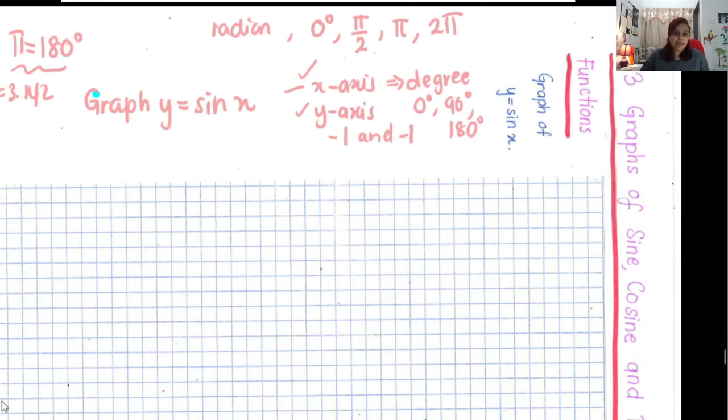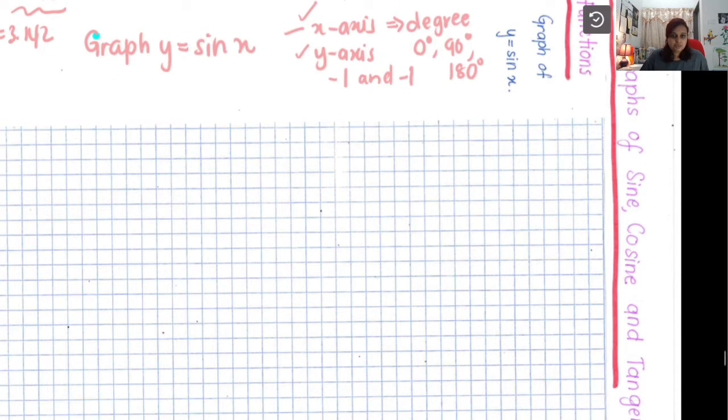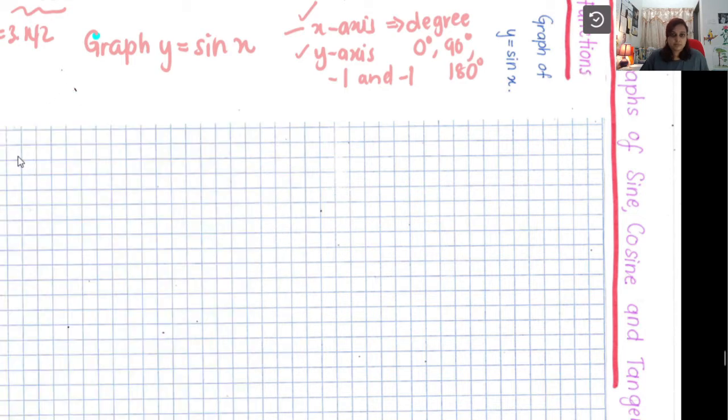I'm going to draw my x-axis and y-axis first. We draw a straight line. You can also draw it on your graph paper. Hold on one minute. Alright, I think you can see.